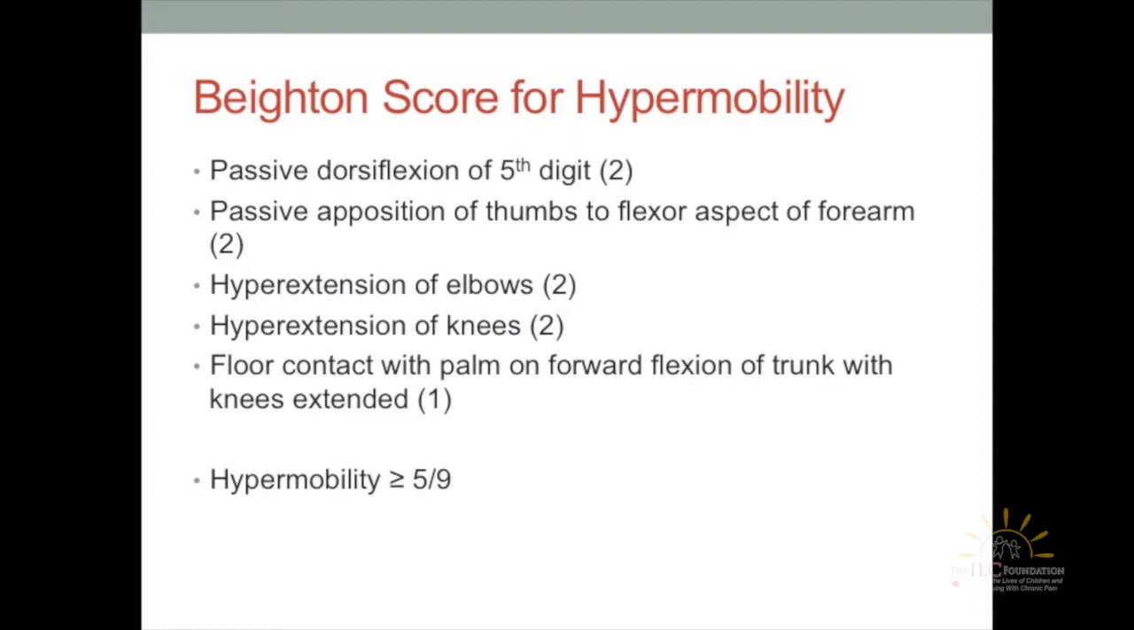So we look at the dorsiflexion of the fifth digit, being able to bring your thumb down to your forearm, hyperextensibility of the elbows as well as the knees, and being able to touch the floor with your palms by bending forward. And if you get a score of greater or equal to 5 out of 9, you're labeled as hypermobile. Now, there's a few issues associated with the Beighton score, and I'll talk about that a little later on.